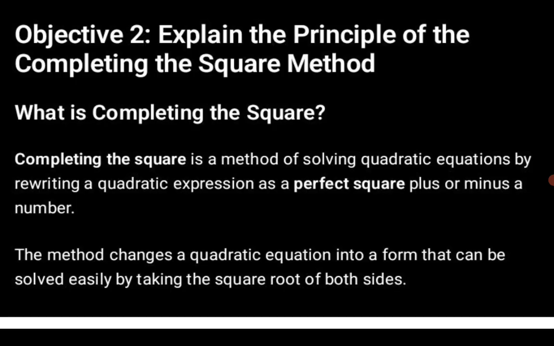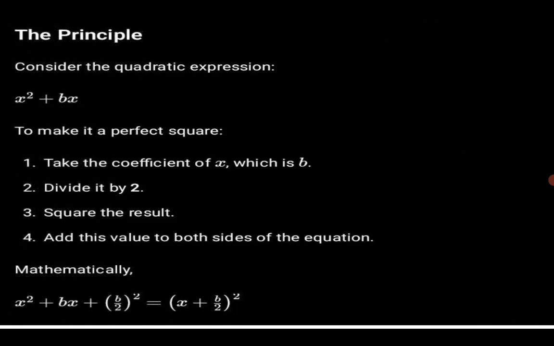So, consider the quadratic expression here, x squared plus bx. So the target is to make this a perfect square. That's the goal, first and foremost, for you to solve quadratic equations using the method of completing the square. You need to turn the given expression into a perfect square.